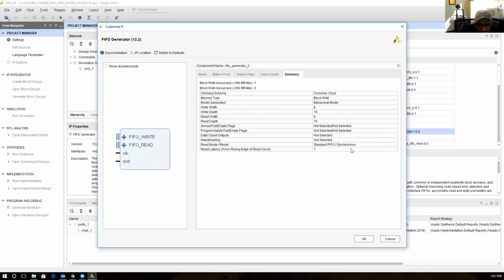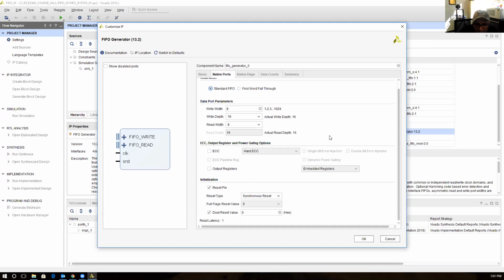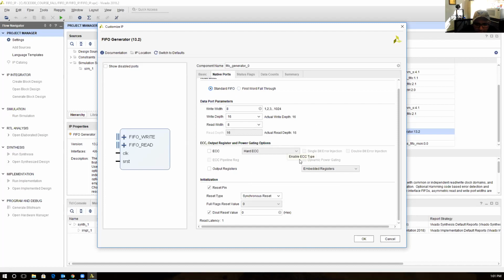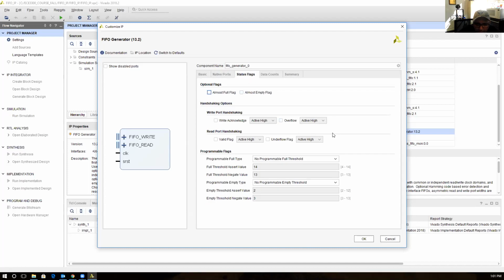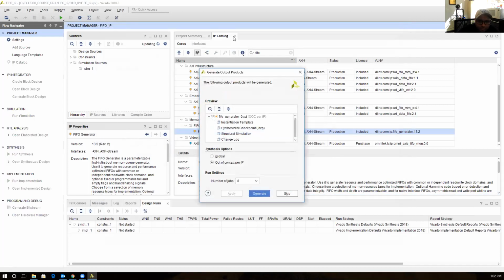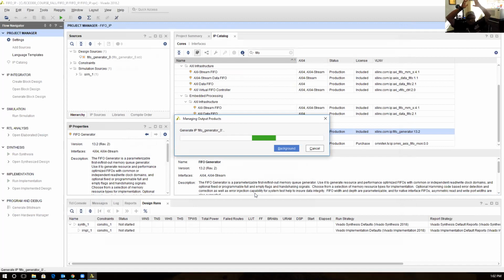Reset can be active high and synchronized. And latency for reading, at the rising edge of the clock, is going to be 1 cycle. So I can just double check the status register again and a new port here. And pretty much I can come and say, I don't want this. I can just say yes. Just say generate.